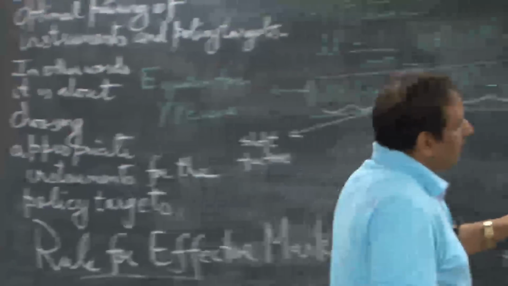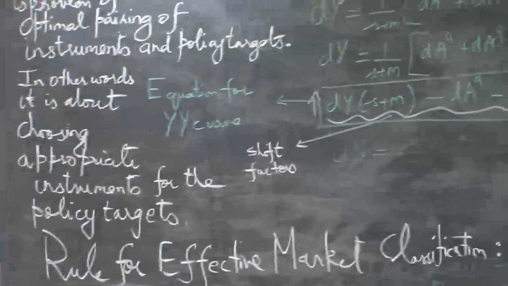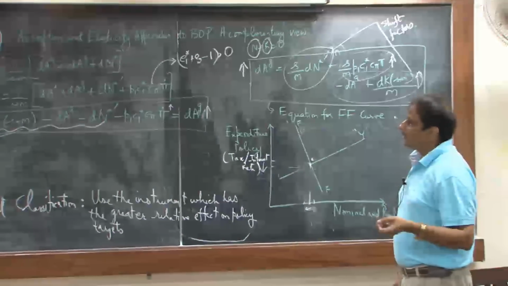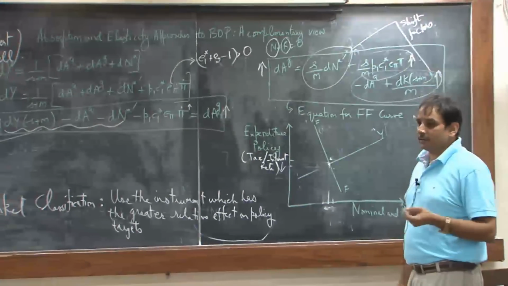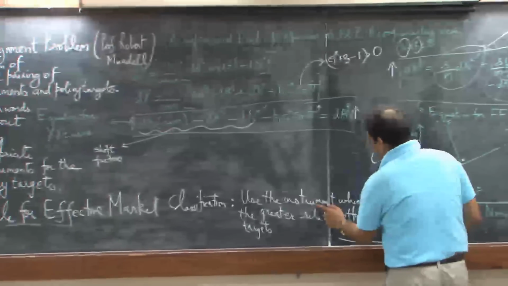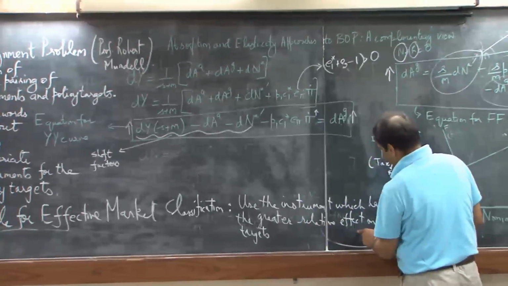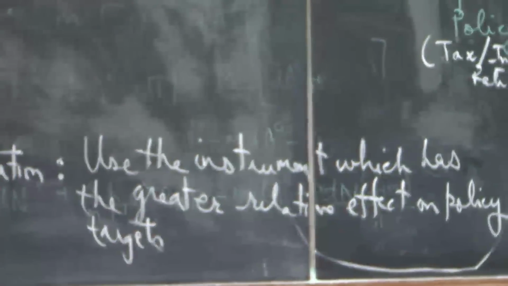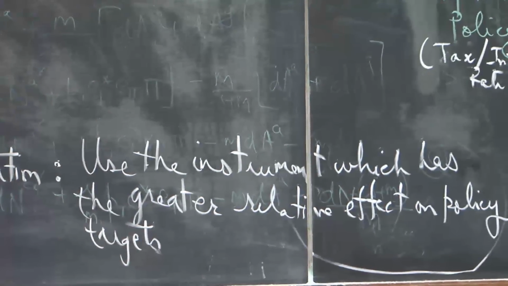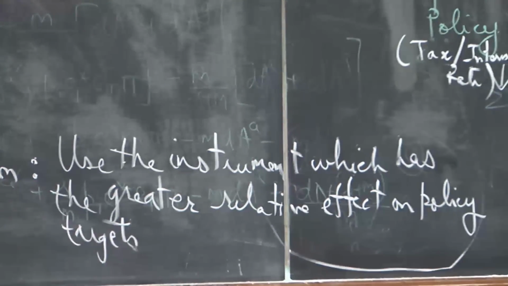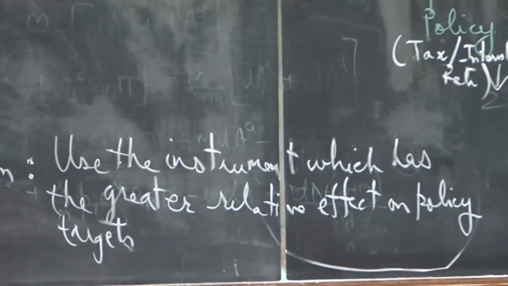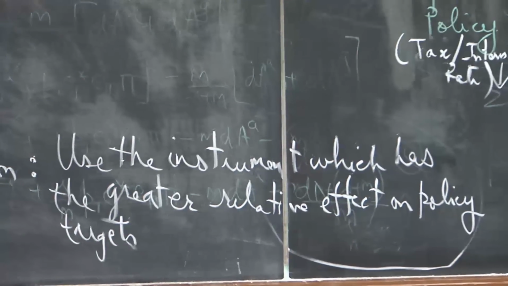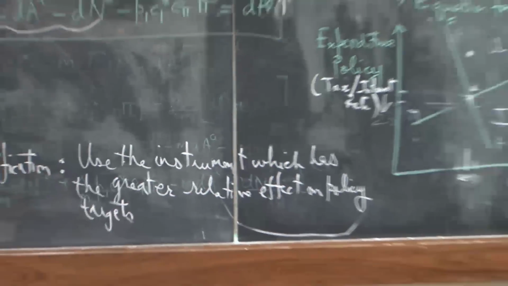Okay, so for your economy, we are going to talk first about instruments and policy targets. The rule is that the number of instruments should be as large as the policy targets, and you choose that instrument which has the greater relative effect on policy targets. So here is your economy. You are somewhere, say here, above the YY curve, so you see unemployment in the economy. Anything above YY is unemployment. Anything below YY is a set of inflationary conditions.